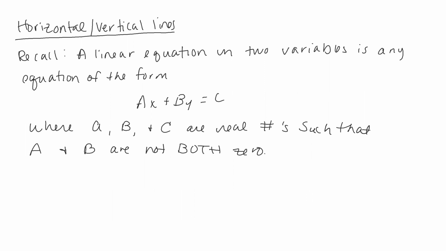So for this video, let's focus on what happens when either a or b is 0. What happens when a or b is 0? All right, so let's first look at what happens when b is 0. What happens when b is 0? Well, we had ax plus by equals c, right?